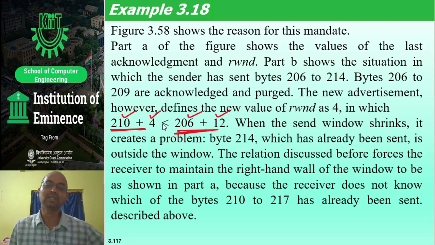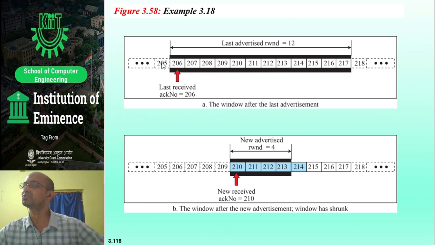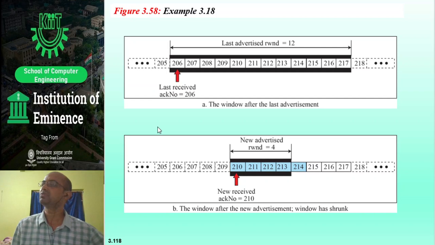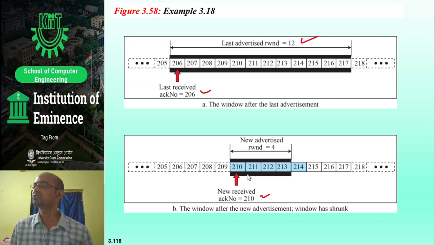What is shrinking? Shrinking means the right wall moves towards left. Means some of the window, though the data is already there in the window, will be outside the window. That is the problem. That example, what I have told previously, this was 206, and the window size was 12. So the previous ACK was 206 plus 12. And now your window received this acknowledgement, you have received 210, but window size reduced because the application says that it is not consuming, the buffer is occupied, so it can support up to 4 bytes of data. So now it is reduced.